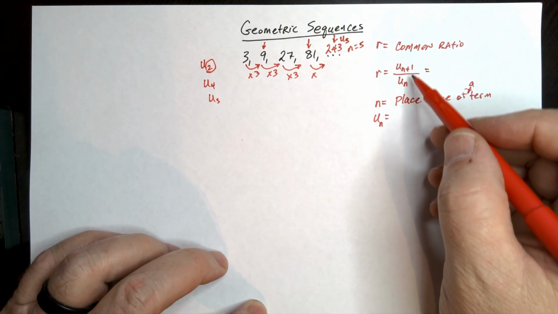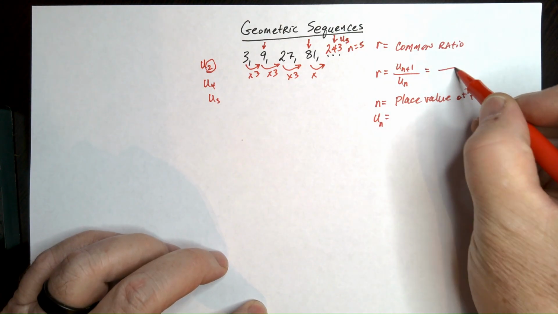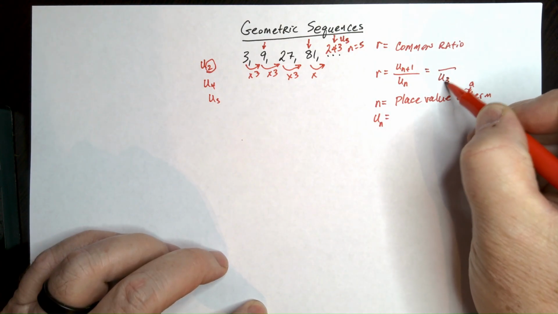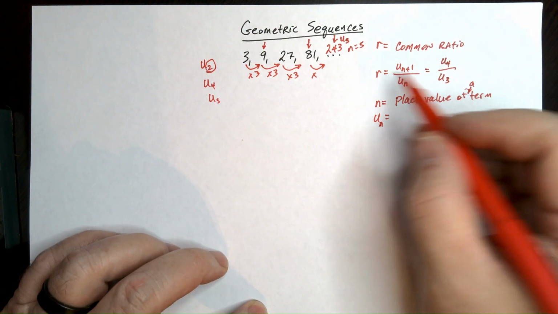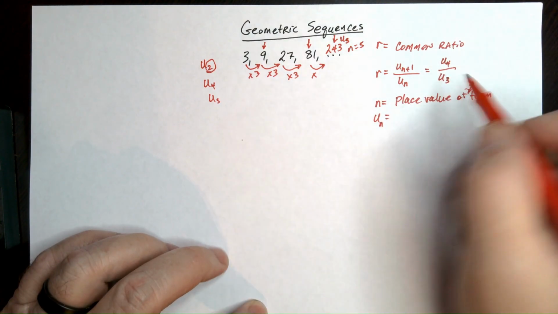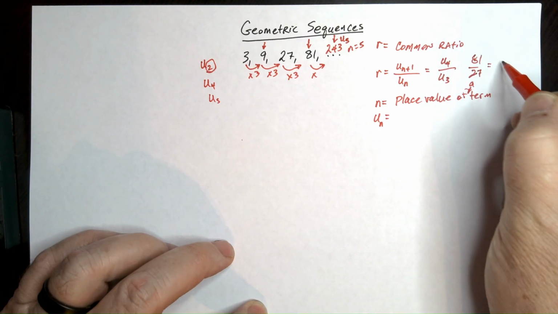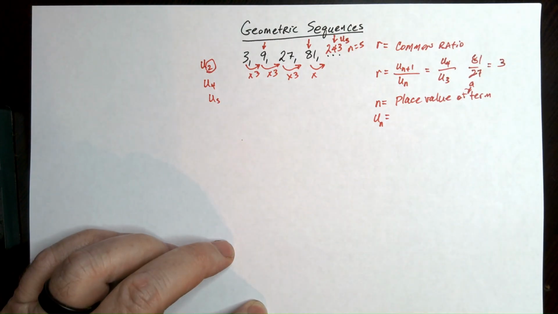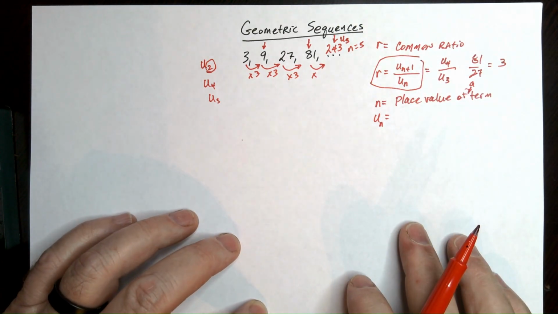See, n and then n plus 1. Well, n plus 1 is 1 more than n, right? So if I happen to know u3 and I happen to know u4, then I could figure that out. So like here, 81 divided by 27, that's 3. Right? So that's a handy little thing that can really save you sometimes.